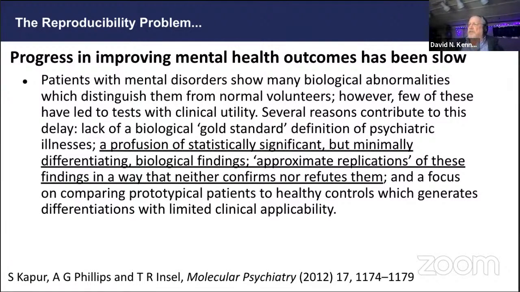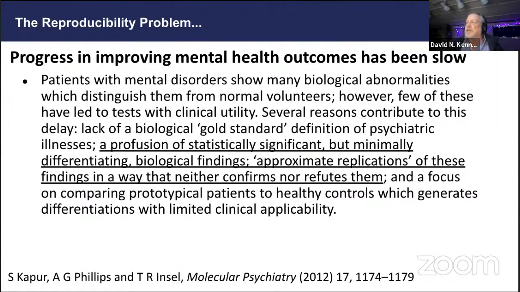A profusion of statistically significant but minimally differentiating biological findings have emerged. And to this we really mean that over the past 25, 30 years, there's been tens of thousands of papers. People have done tens of thousands of studies, have found things, so lots of things get found, but these ultimately are significant, but not informative in terms of outcomes and treatments and types of things to do.